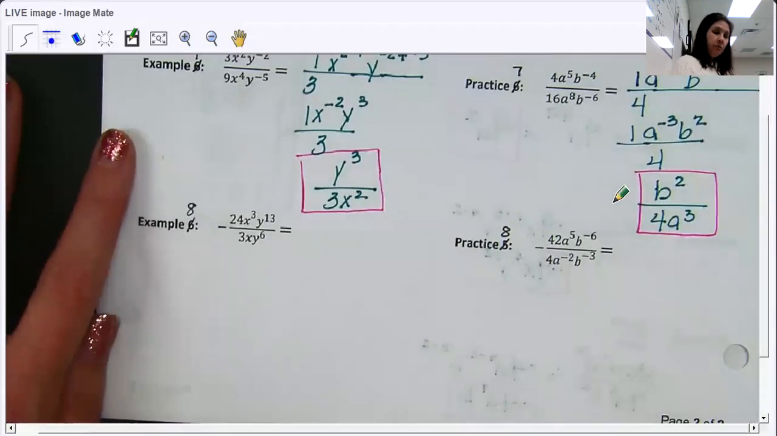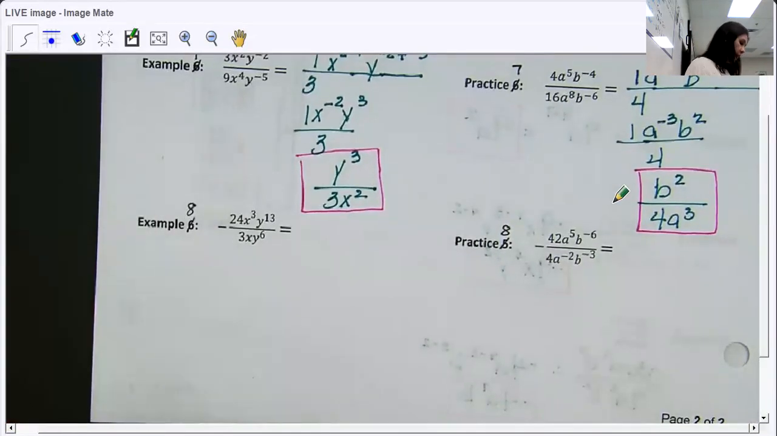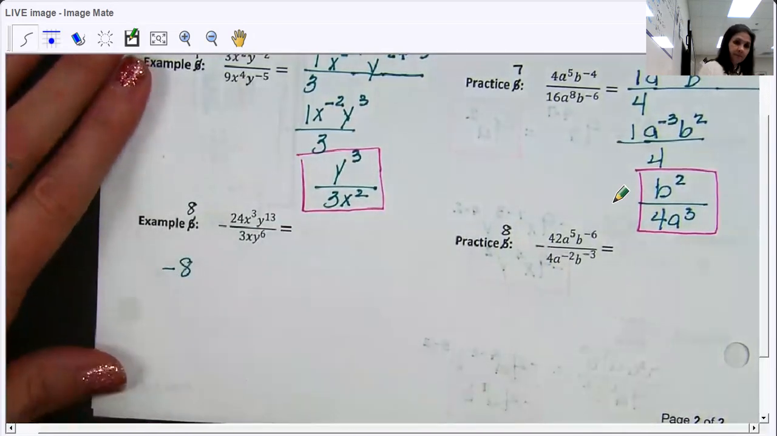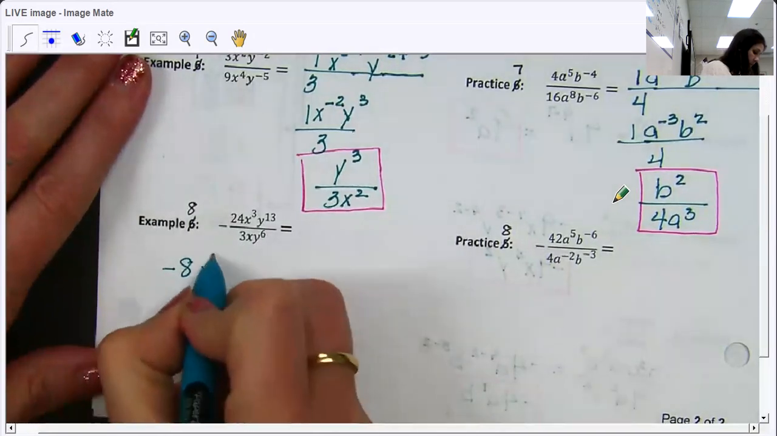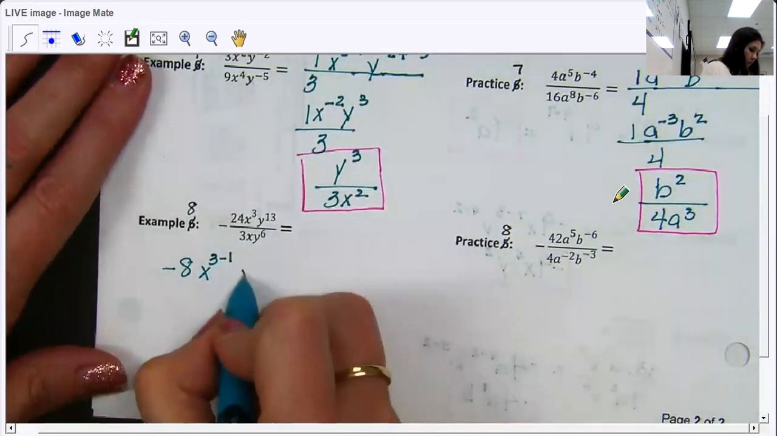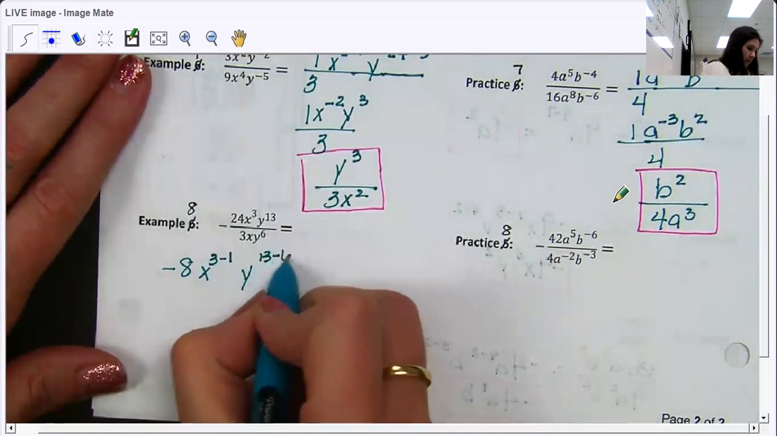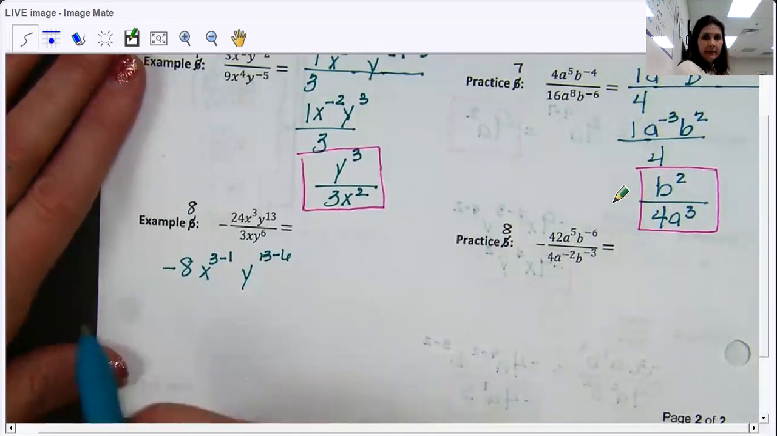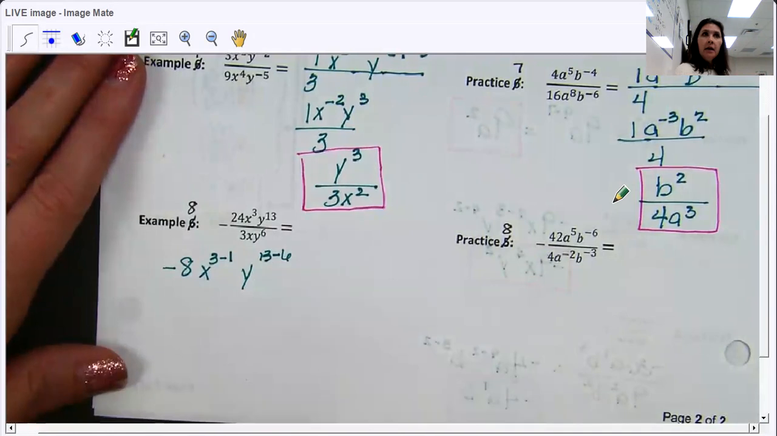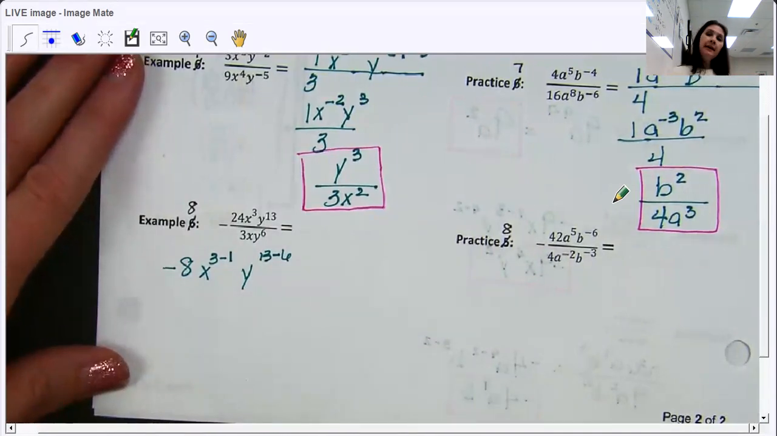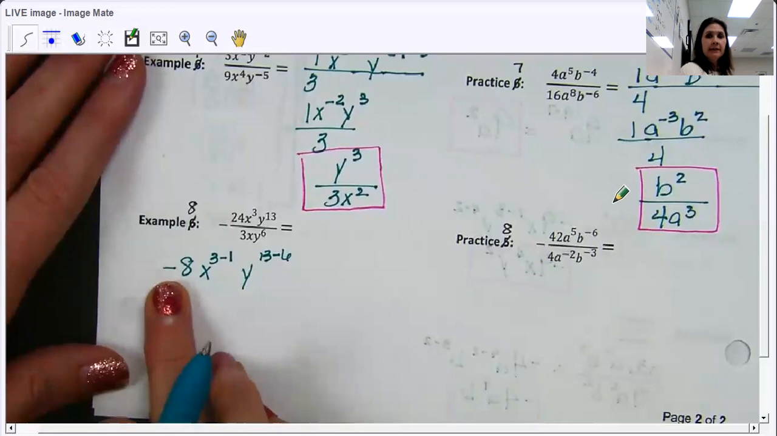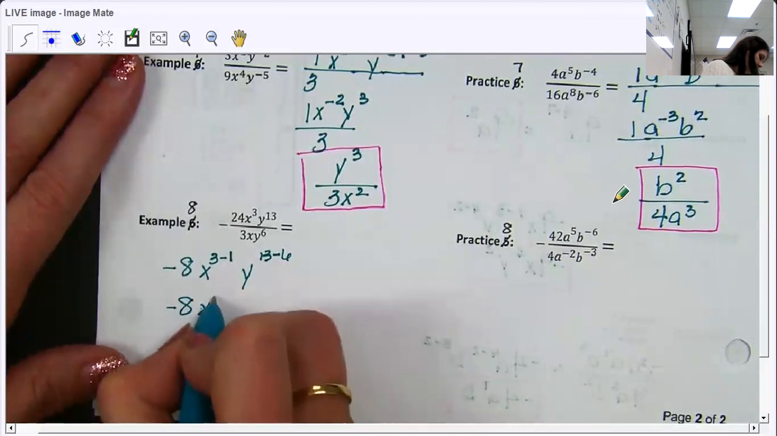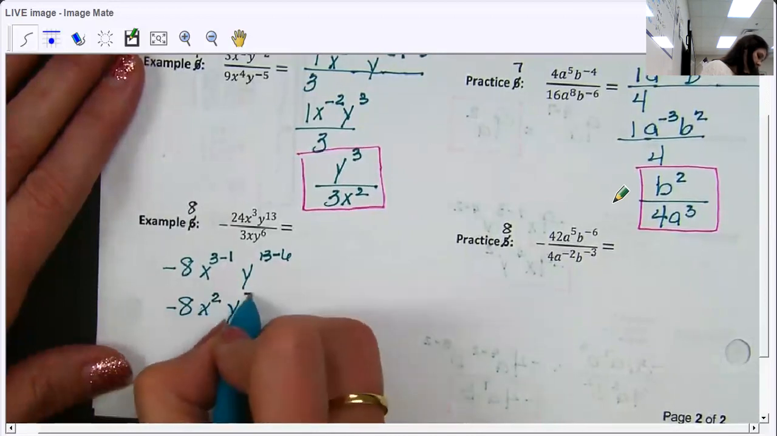Okay, let's do the final 2 problems. We have -24/3, which simplifies down to -8. And then we have x to the power of 3 minus the power of 1, and y to the power of 13 minus the power of 6. Okay. Now, I know 8 is negative, but just because it's negative doesn't mean we're going to move it anywhere. You only move terms that have a negative exponent. This isn't a negative exponent, it's just a negative coefficient. Okay. So -8 times x squared times y to the power of 7.